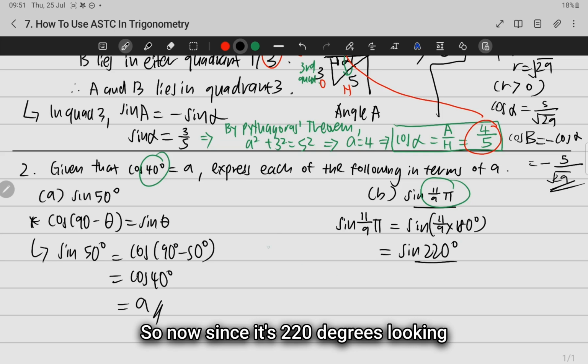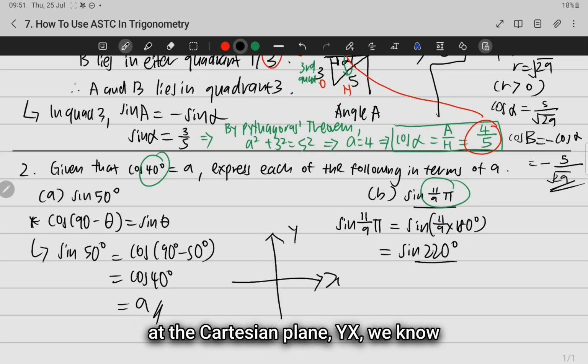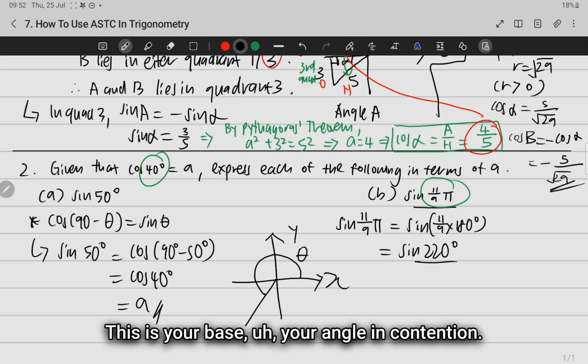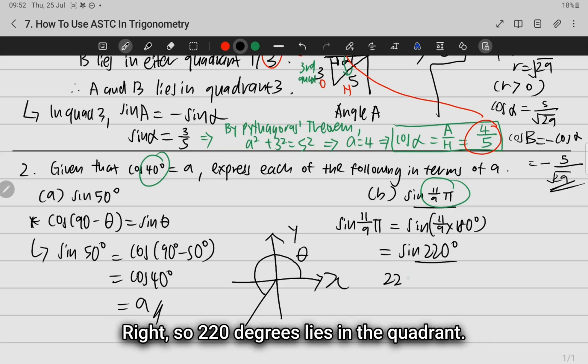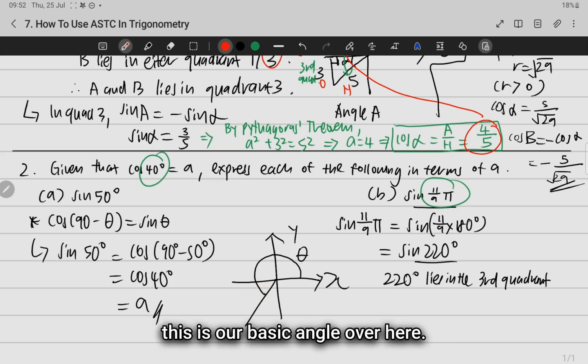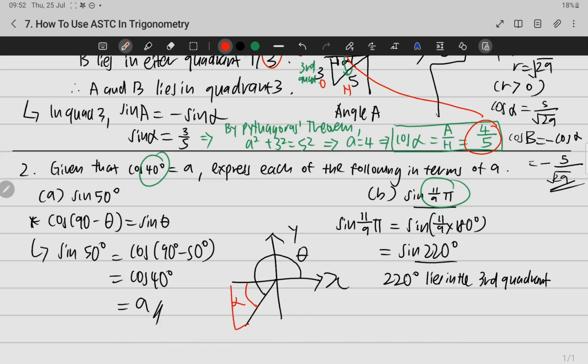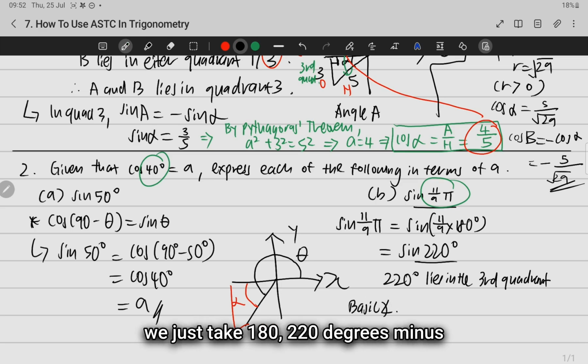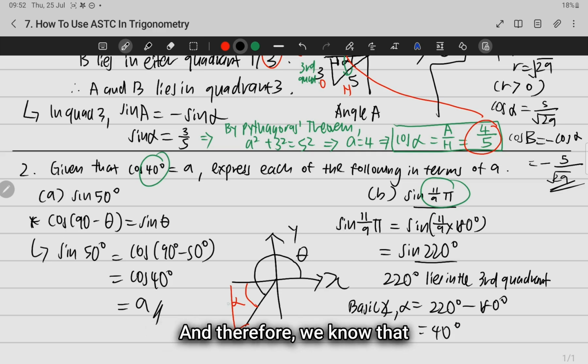So now since it's 220 degrees, looking at the Cartesian plane, Y X, we know that it will fall somewhere here. This is your angle in question, right? So 220 degrees lies in the third quadrant. And since it lies in the third quadrant, this is our basic angle over here. So to find out what's the basic angle, we just take 220 degrees minus 180 degrees, which equals 40 degrees. And therefore, we know that the basic angle is 40 degrees.